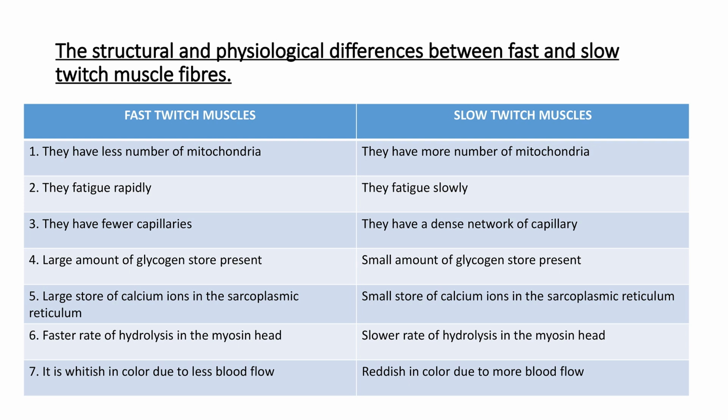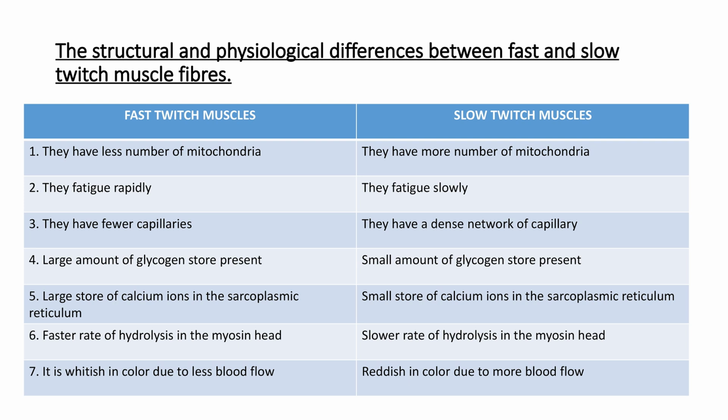Fast twitch muscles have fewer capillaries, while slow twitch muscles have a dense network of capillaries. Fewer capillaries means less blood flow, while slow twitch muscles mean more blood flow. Fast-twitch muscles have a large amount of glycogen stored, while slow-twitch muscles have small amounts of glycogen stored. Fast-twitch muscles have a large store of calcium ions in the sarcoplasmic reticulum, and slow-twitch muscles have a small store of calcium ions in the sarcoplasmic reticulum.